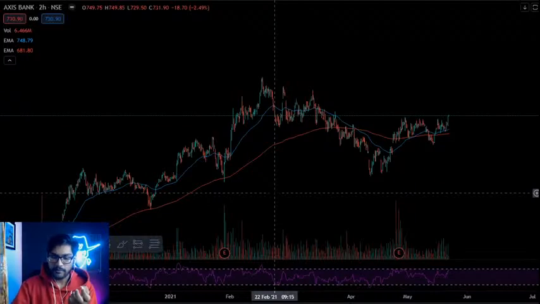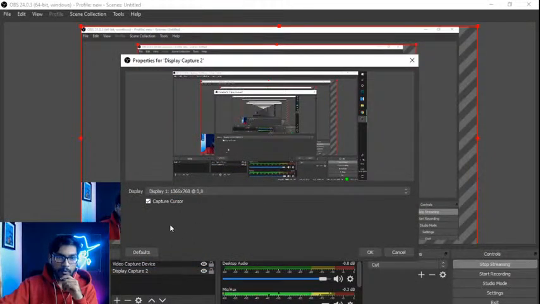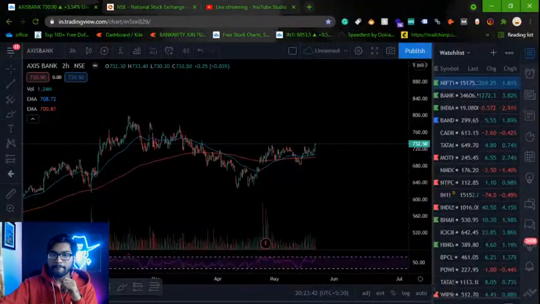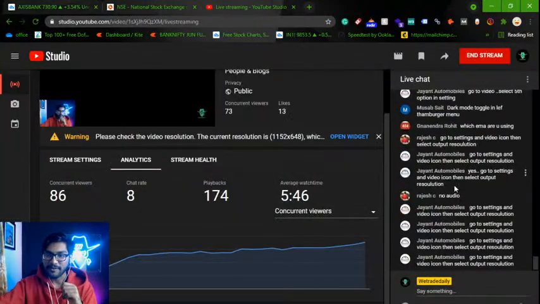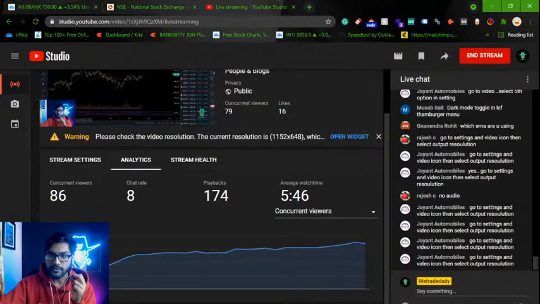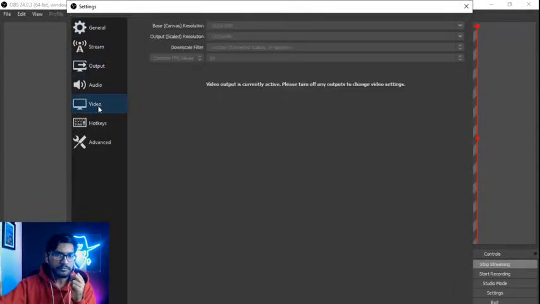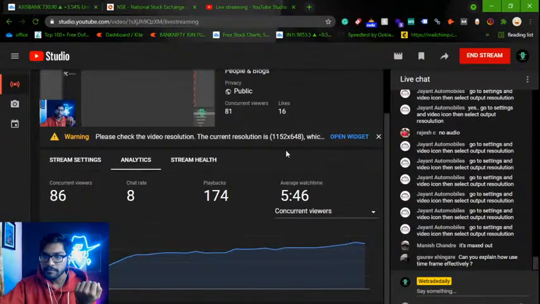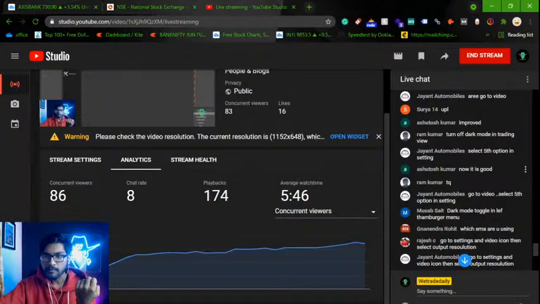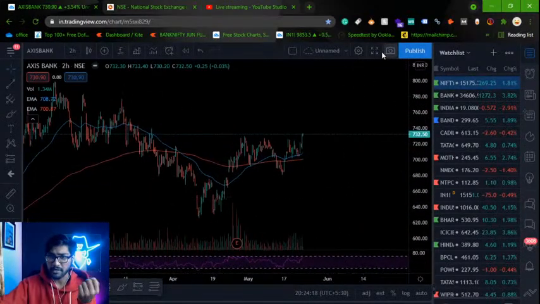Just a second guys, stay with me. It is display capture, properties. We just have one property over here. Oh, I think I took it out. Go to settings, video icon, then select output resolution. Video is on the highest output. Can't help it, you'll have to manage. I've been using this after a long time, so no other solution.